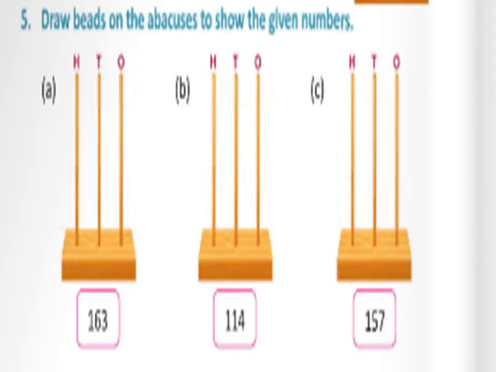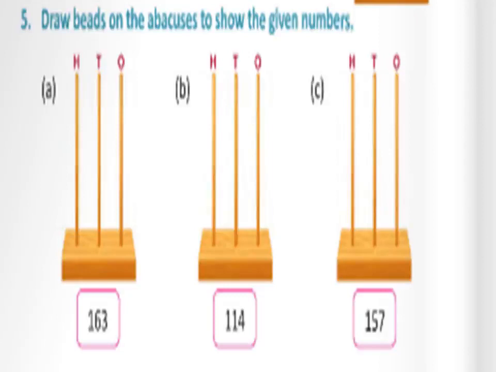Draw beads on the abacuses to show the given numbers. So before this question, how was it? The abacus with the beads was given. You had to just write the number from it. Now you have to draw beads on the abacus to show the given numbers. Numbers are given to you. You have to draw the beads on the given abacus. It is very simple. Just see the places correctly and draw the number of beads on that particular stick or rod.